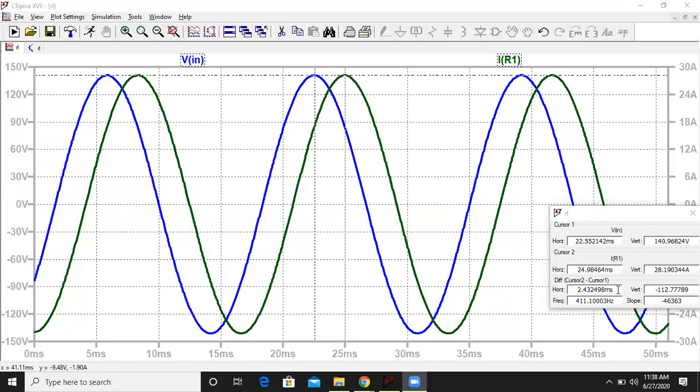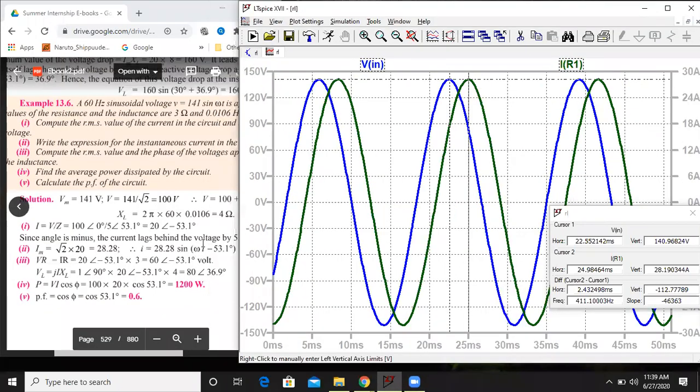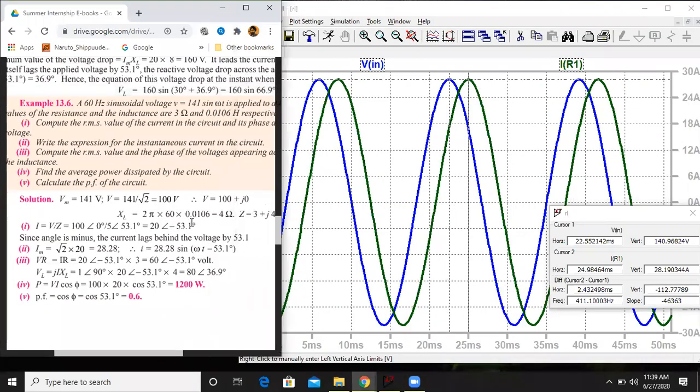That is the phase difference between the two. Your current will be lagging behind the voltage, and that phase difference is this angle. Let me check over here. You are getting 53.1 here, and according to our calculation we are getting 52.52.